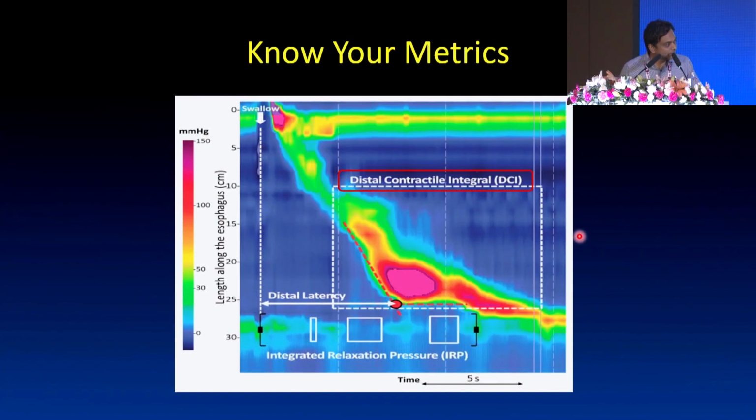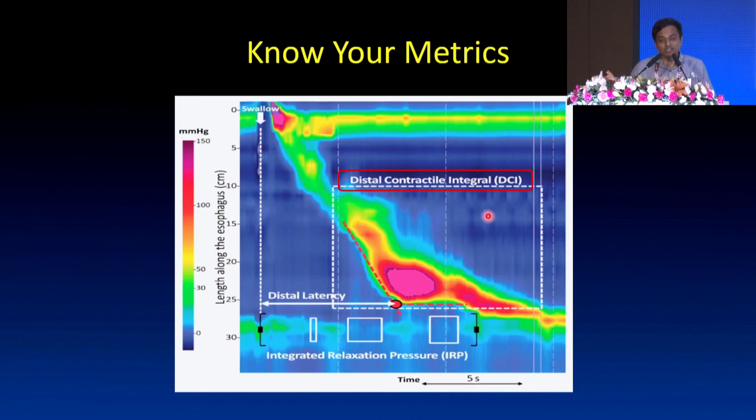The third important metric is the distal contractile integral. So distal contractile integral is basically telling us how vigorously the peristalsis is happening. So it's basically a multiplication of the amplitude of the peristalsis, the time of the peristalsis, and how strongly it is contracting. So again, for the bolus to propagate, you need a certain strength with which the esophagus is contracting. If it is too feeble, that means your DCI is very low. If say it is less than 100, that means the strength is not enough for the bolus to propagate forward.